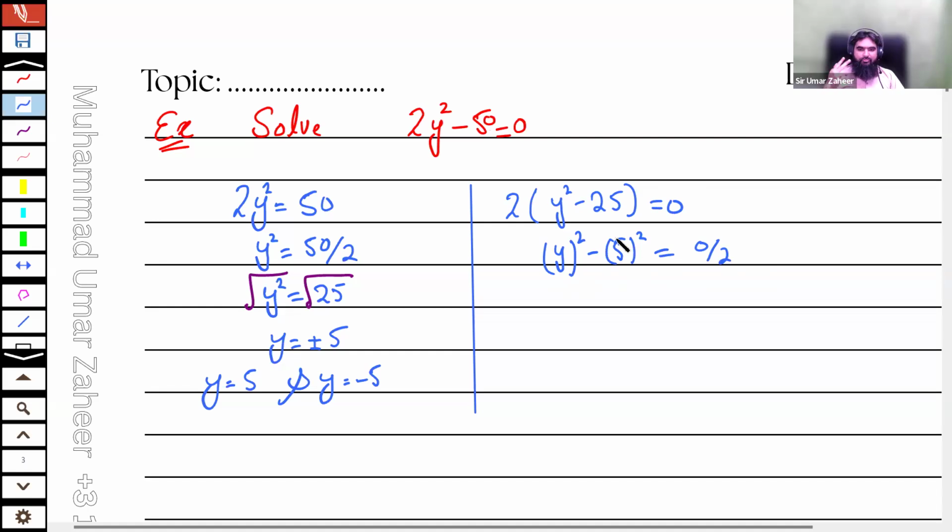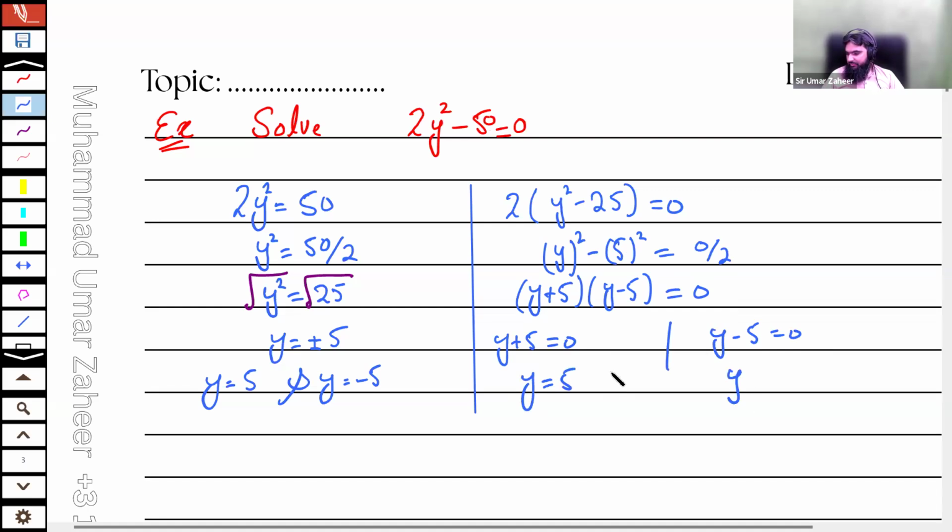I'm just writing it. I told you if you have two terms with a negative sign, you have to factorize it. First of all, you have to check: are you able to write the term into the square form? So yes, y square can be written as the square of y, and 25 can be written as the square of 5. So it will be a plus b, means y plus 5 times y minus 5 is equal to 0. So you have to take that the product of two terms is equal to 0. So you can take y plus 5 is equal to 0 or y minus 5 is equal to 0. So you will get the answer y is equal to minus 5 and y is equal to plus 5.